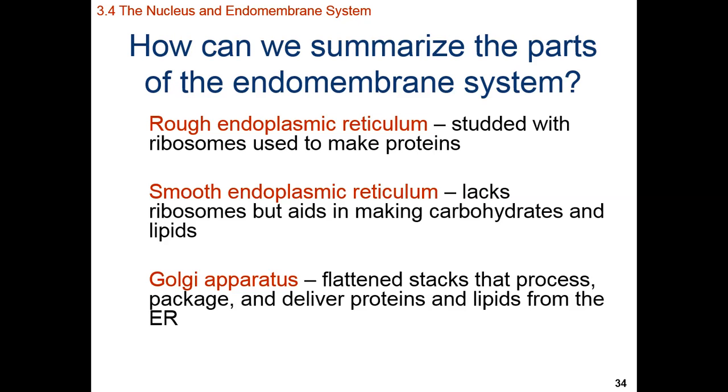So in summary, for the parts of the endomembrane system, we have the rough ER, the rough endoplasmic reticulum, which has ribosomes on it and it makes proteins. We have the smooth ER, which doesn't have the ribosomes, but makes lots of carbohydrates and lipids. And then we have the Golgi apparatus, which is used to process and repackage those carbs, those proteins, and those lipids made by the rough and smooth ERs.